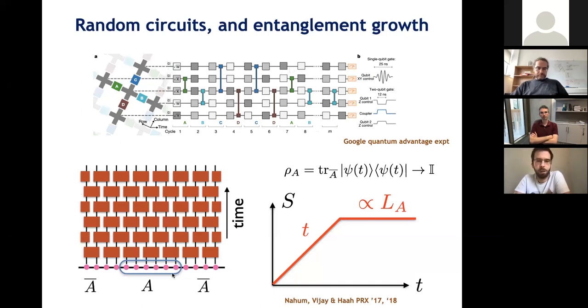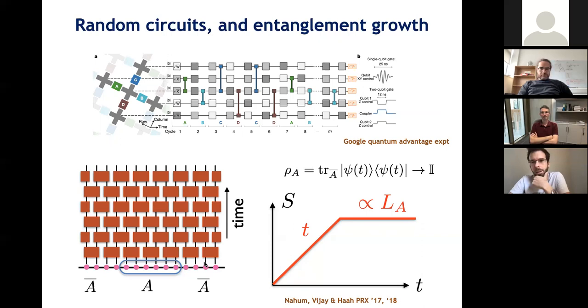In case you're not too familiar with this, let me spend a few minutes explaining how it's defined. I'll be thinking of one-dimensional systems. Some of the things I'm going to tell you about generalize to higher dimensions, but for simplicity, let's imagine a 1D system with a discrete lattice with a bunch of spins. I'll call them qubits. They could have d levels, but let's say qubits for now, two-level systems.